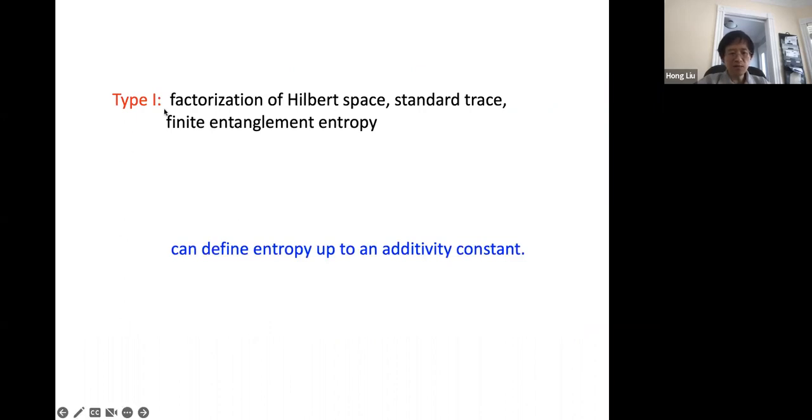So then the type I algebra, let me just say a few words to contrast these three types of algebras. This type I algebra is what we normally see. You have a factorization of the Hilbert space associated with it, and they have a standard definition of trace. And they always have finite entanglement entropy. So these are the standard language we normally use to talk about entanglement.